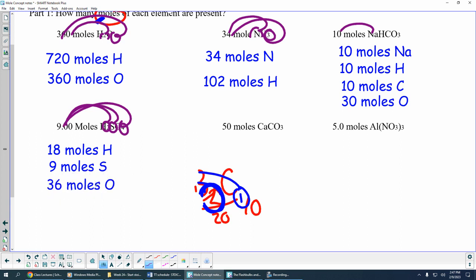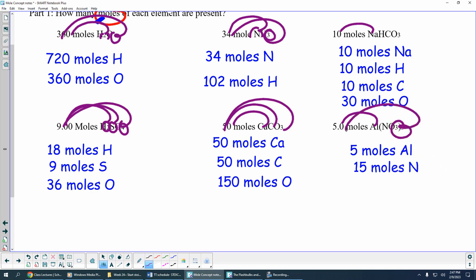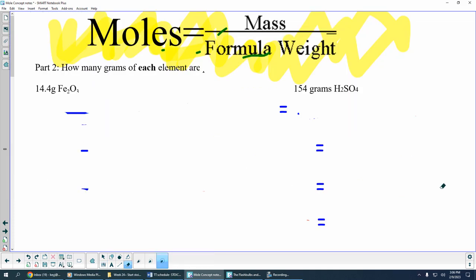Okay, now the next one we have here, 50 moles, and I want moles. I'm going to multiply that by 1 for calcium, by 1 for carbon, and by 3 for my oxygen. And the last one, if I have moles and I want moles, speaking the same language, I'm going to multiply the 5 aluminum nitrates by 1 for my aluminum. I got 3 nitrogens here, and I have 9 oxygens there. All right, let's get to the back.